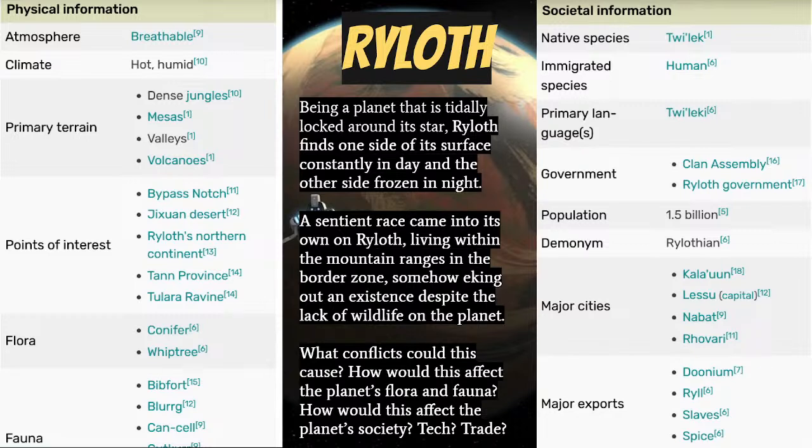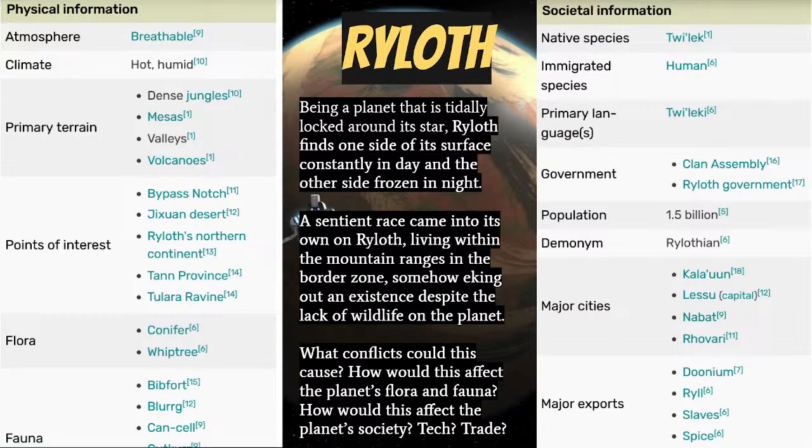The atmosphere is breathable. The climate is hot and humid, and it has this really interesting feature to it where it is tidally locked around its star. As a result, Ryloth finds one side of its surface constantly in day, and the other side is constantly night, because they're rotating at even speeds. So it rotates around the star in such a way that one side is always facing that star.